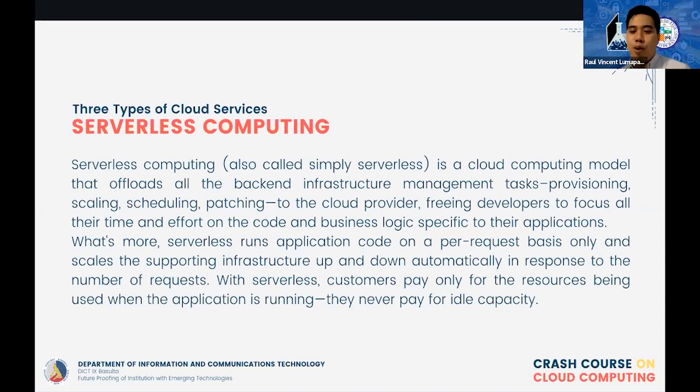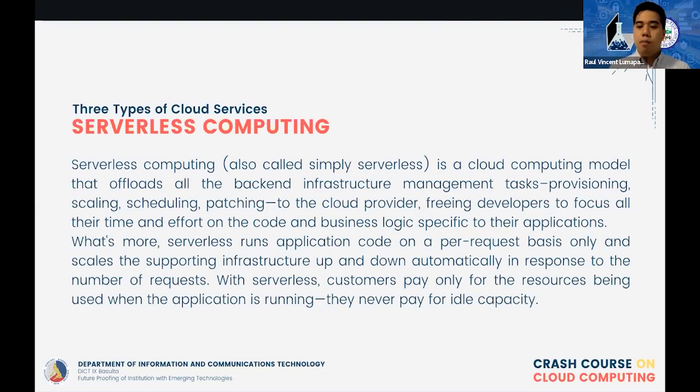So serverless computing is a cloud computing model that offloads all back-end infrastructure management tasks, provisioning, scaling, scheduling, patching, to the cloud provider, freeing developers to focus all their time and effort on the code and business logic specific to their applications. So what happens here is that serverless computing runs application code on a per request basis only and scales the supporting infrastructure up and down automatically in response to the number of requests. Meaning that you don't actually need to control or manage the scaling, the provisioning of tasks, for example, or scheduling of tasks. And the developers would only just focus on the application development itself.